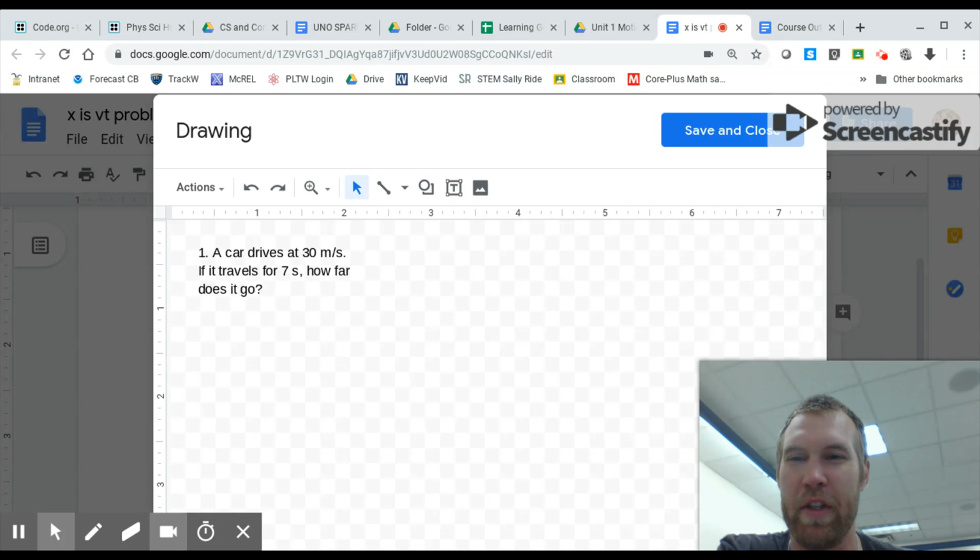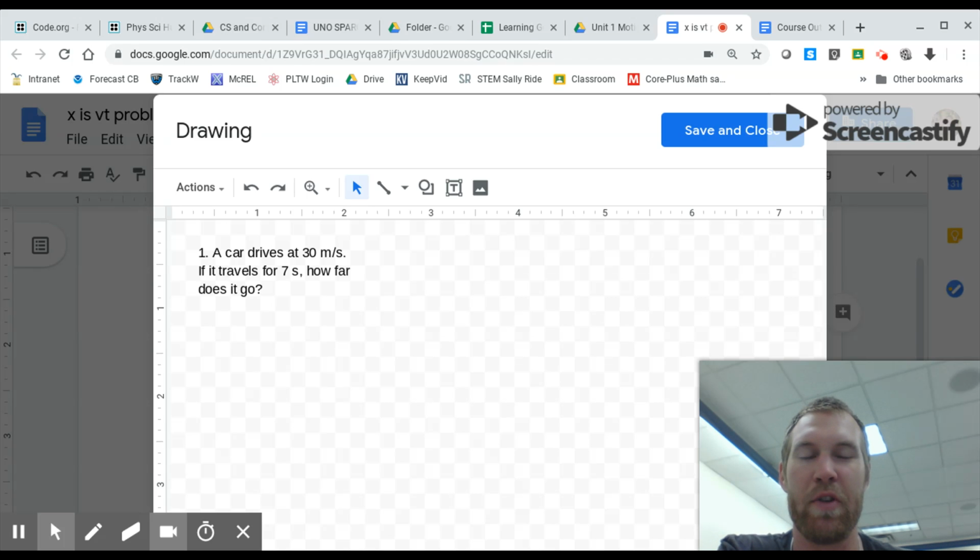So the problem we're dealing with says a car drives at 30 meters per second. If it travels for 7 seconds, how far does it go? Like we talked about in class, you can calculate the distance something goes by multiplying how fast it's going by the amount of time.